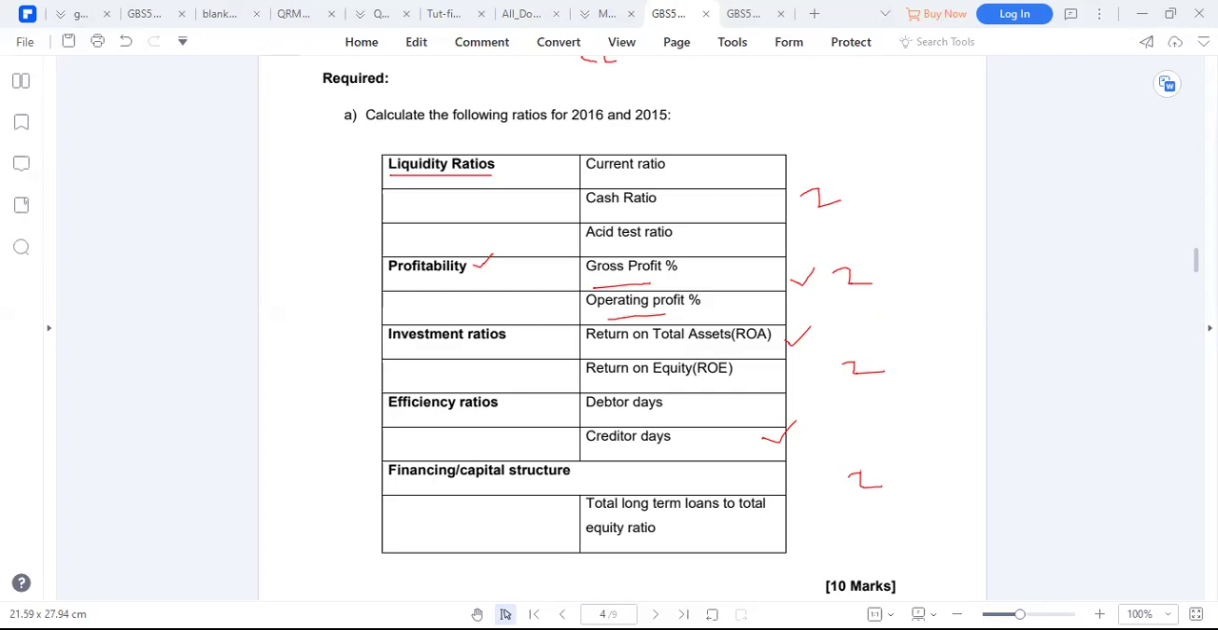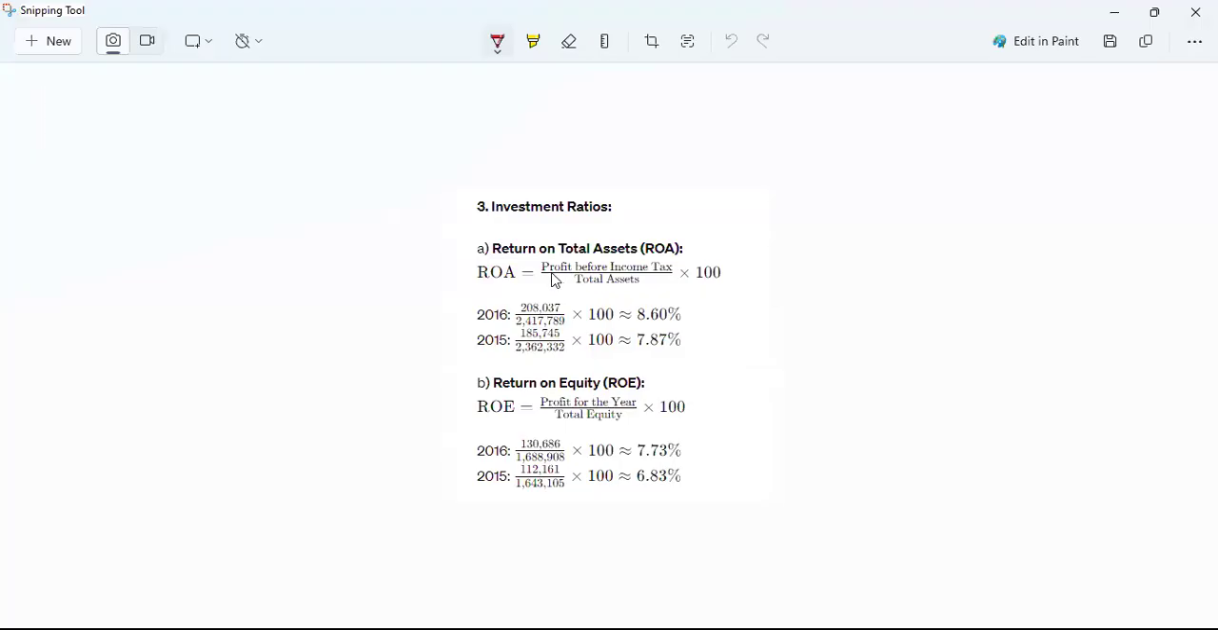So we have the formulas given as follows. Return on total assets and return on equity. We have profit before income tax over the total assets, and for return on equity, we have profit for the year over total equity. So we go to our financial statements. Where is the profit before income tax? It's found in the comprehensive statement. And the total assets are found in the balance sheet.